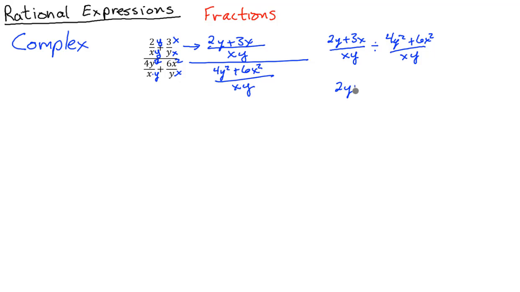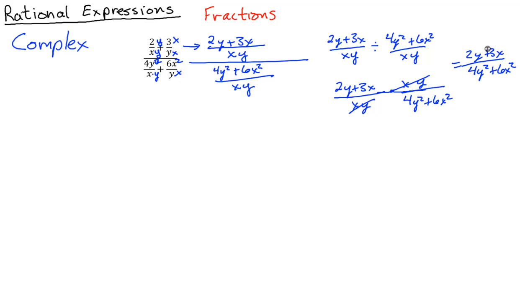That becomes 2y plus 3x over xy times xy over the reciprocal over here, 4y squared plus 6x squared. And with multiplication, we just go straight across. So these xy's cancel and we're left with 2y plus 3x over 4y squared plus 6x squared. Does anything cancel? Can you factor the top? Can you factor the bottom? No. It looks like it will simplify something here, but nothing will be able to be pulled out, so you're stuck.